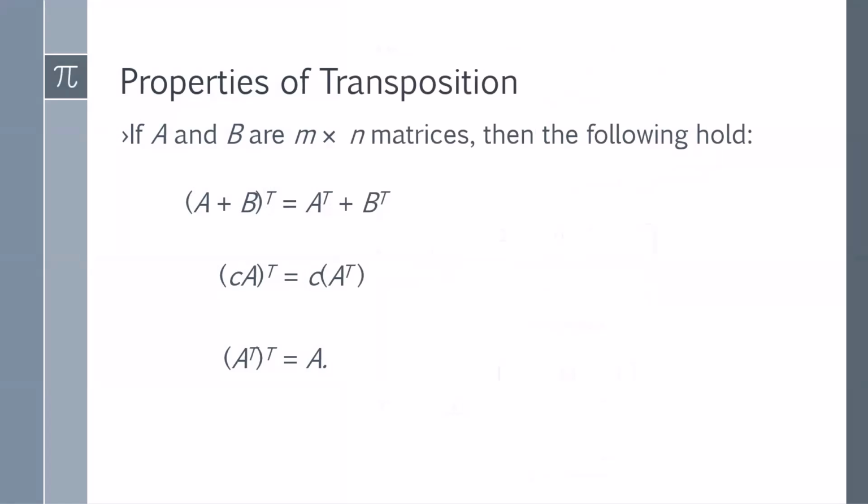Now, if we've got m by n matrices A and B, then if we take the transpose of their sum, it's equal to the sum of the transposes. Similarly, if we take a constant multiplied by a matrix and then take a transpose, that's the same as taking the transpose and then multiplying by a constant. Finally, and unsurprisingly, the transpose of a transpose is the original matrix.